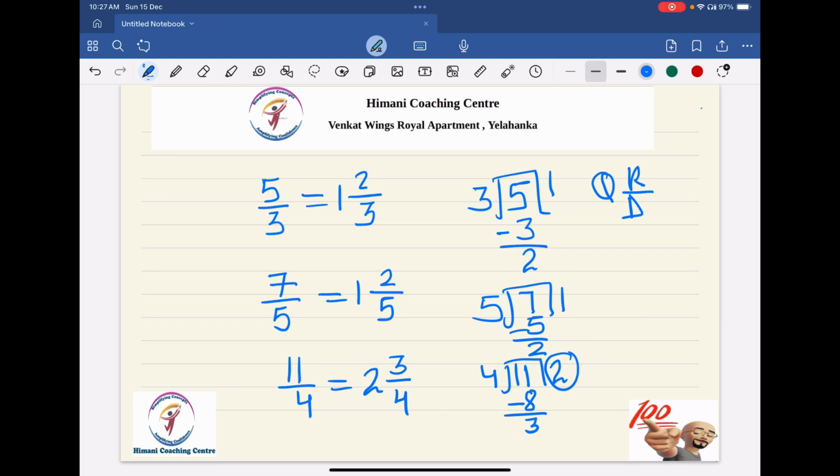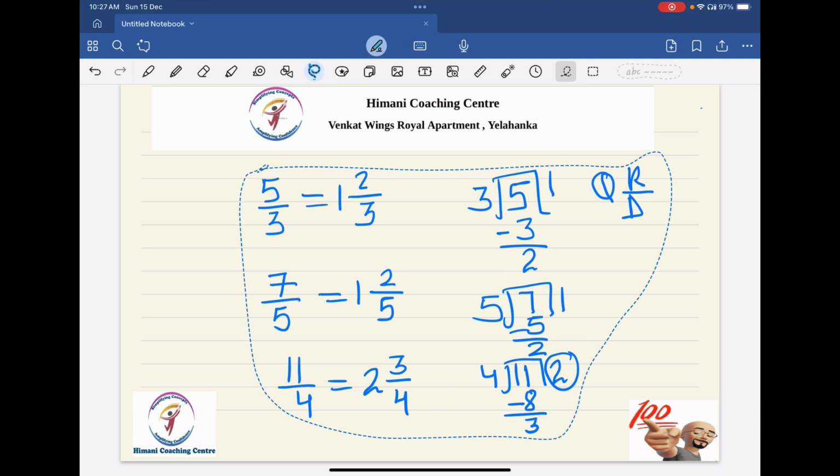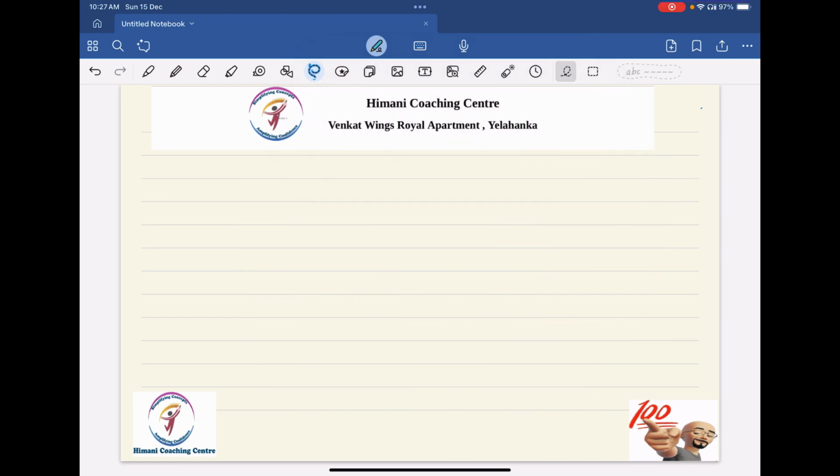Okay, kids, I hope you have understood this. Now we will do one or two more questions. Let us do that as well. I want you to find 15 upon 2, and you can also find 17 by 5. Again, pause the video, solve it, and come back to see if you have done it right. Now let us divide 15 by 2.